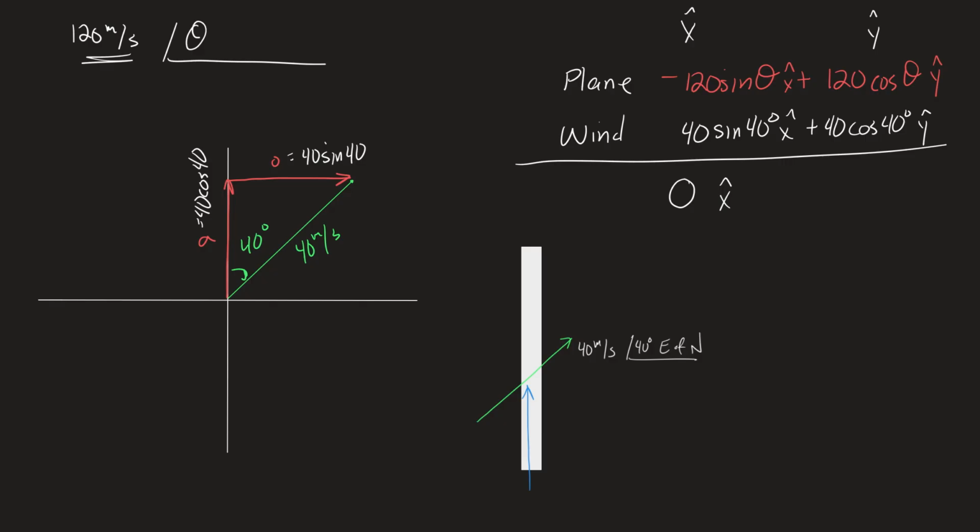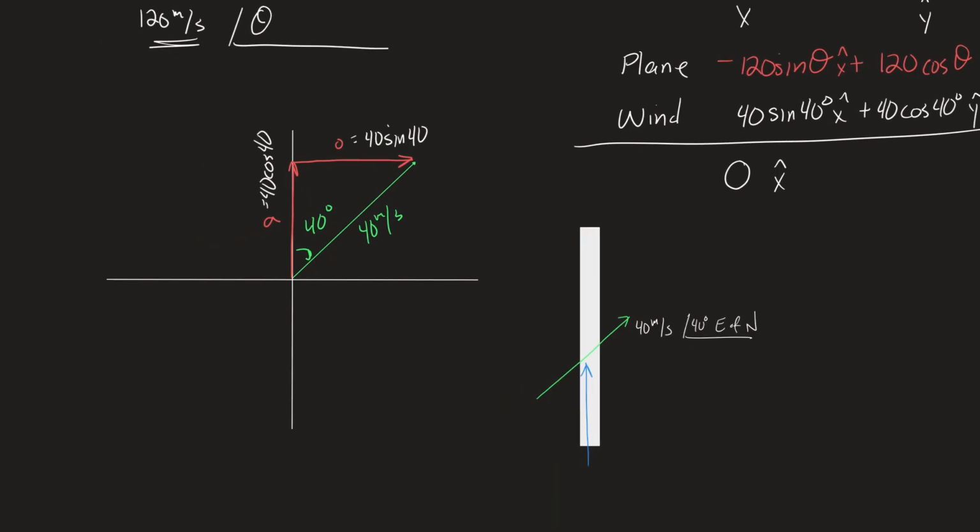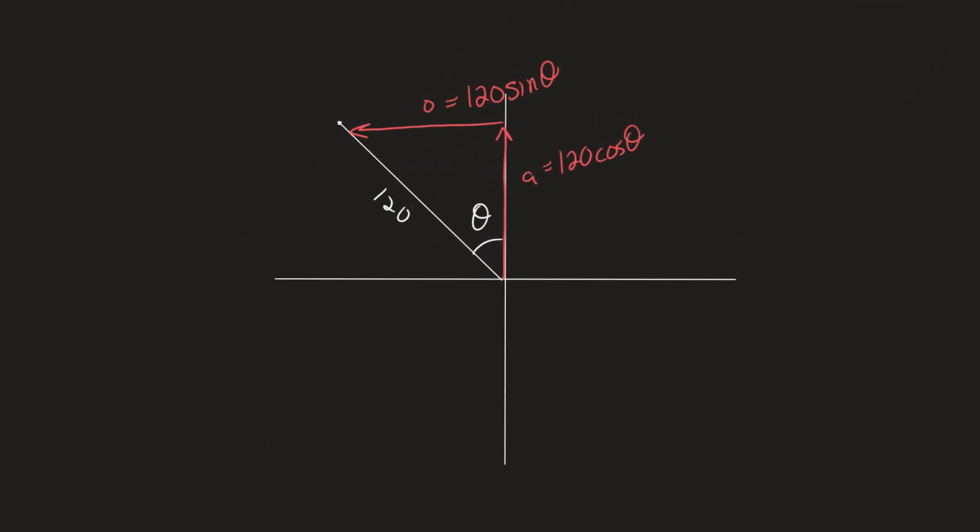You all feel good about this? Go ahead. I just want to ask really fast. I didn't understand how you got the negative 120. How is that negative? It's because of the direction. So this is negative x, this is positive x, and the plane has a component that's pointed towards the negative side. You're welcome.